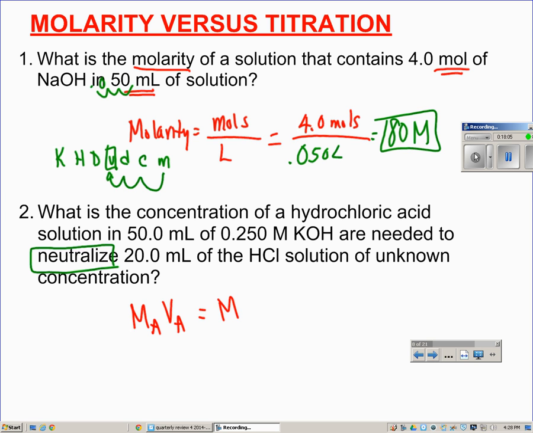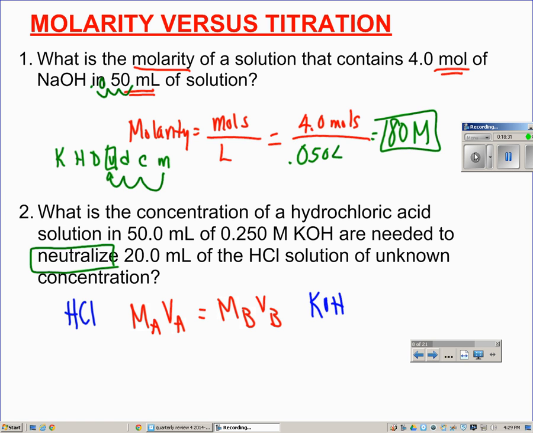MAVA equals MBVB. Now, the one thing to be very careful with in the titration formula is, remember, the molarity is molarity of H plus and OH minus, not of the acid and the base by themselves. So, for example, the way I would solve this is I would put my acid on the acid side and my base on the basic side.